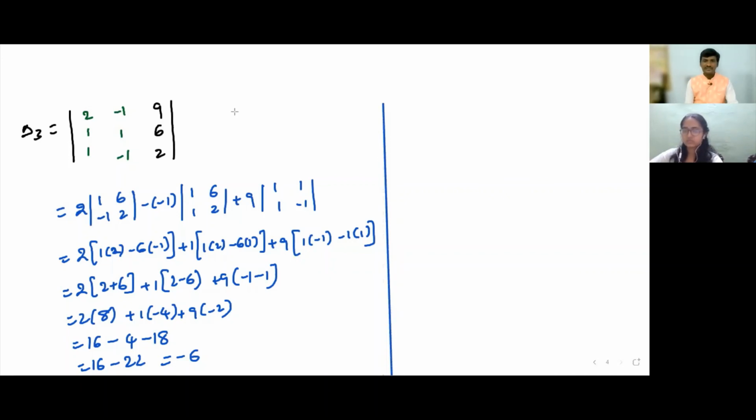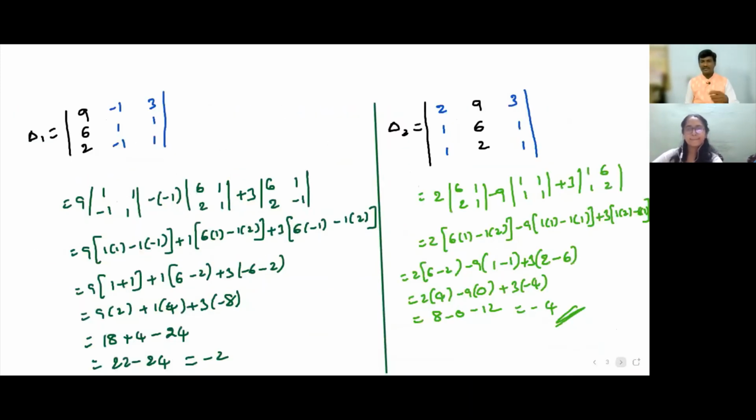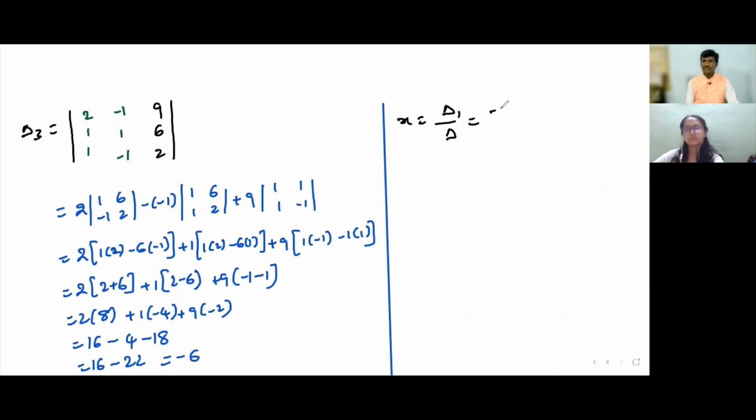After getting delta 1, delta 2, delta 3, all the values, what do we have to do now? Here x is equal to delta 1 by delta. Delta 1 is minus 2 and delta value is also minus 2. Here this is minus 2 by minus 2. Minus minus cancel and 2 twos cancel. So that gives the value of x as 1.